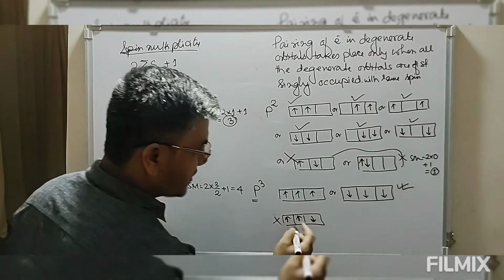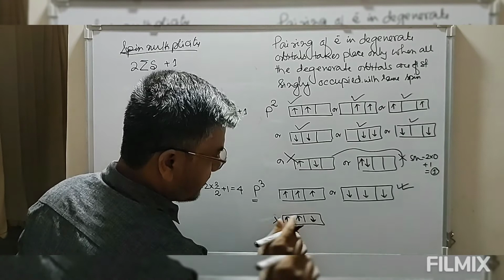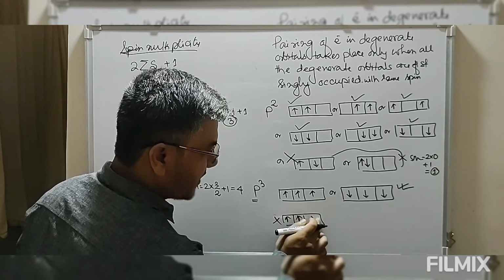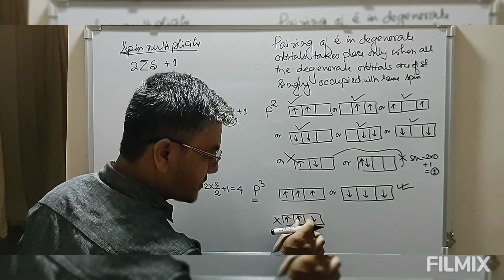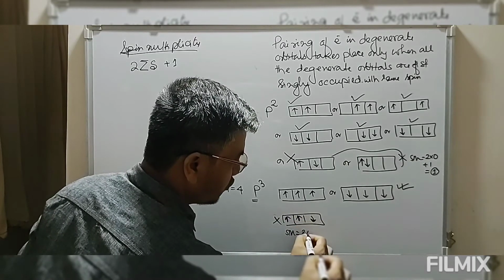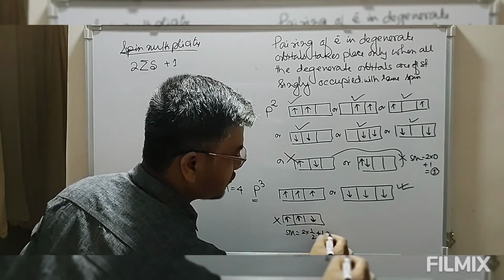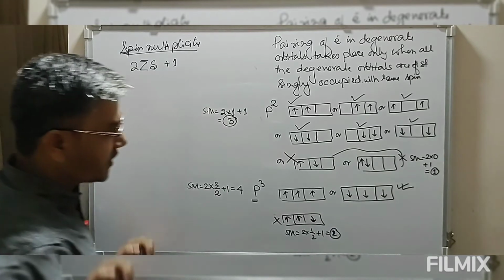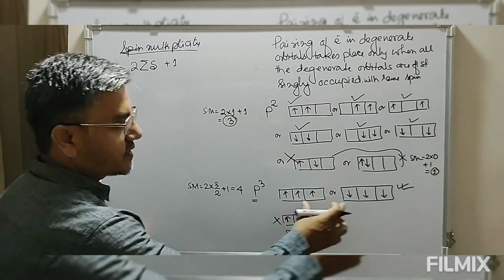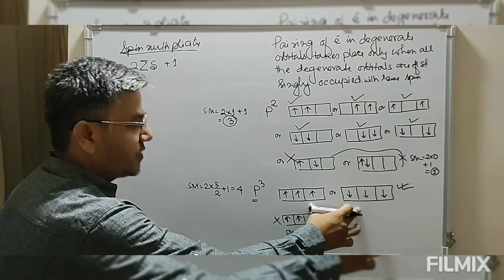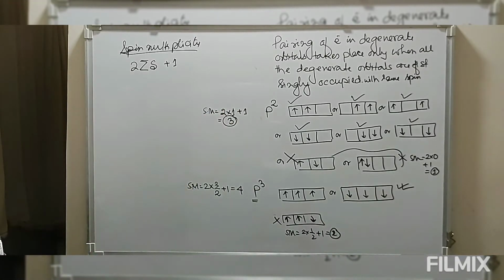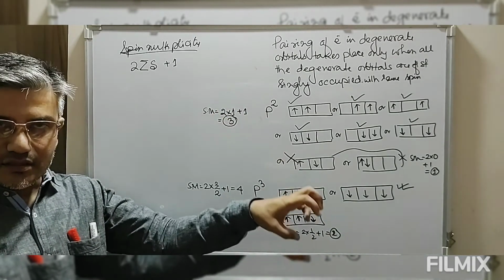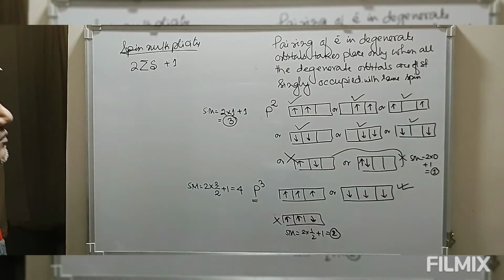But take this for spin multiplicity: plus half, and this is minus half. So minus half plus half cancels out, and we are left with plus half. So 2 into half, plus 1. So this comes out to be 2. Now if you look at this, multiplicity is more when we have singly occupied orbitals with the same spin quantum number. So this is the allowed configuration according to the third rule, that is Hund's rule.